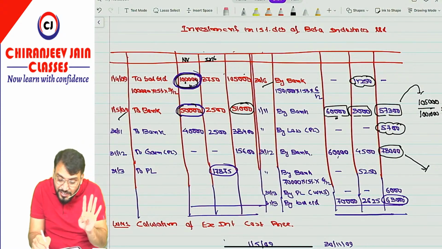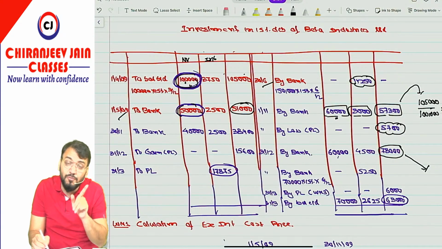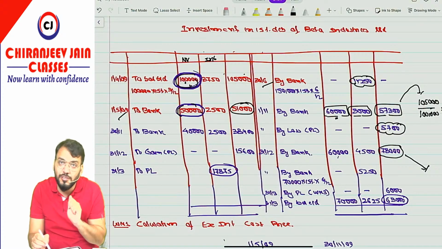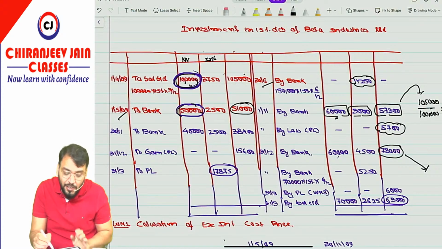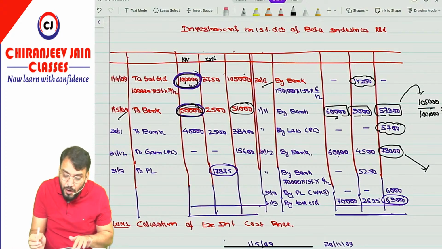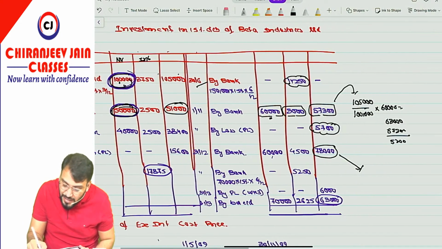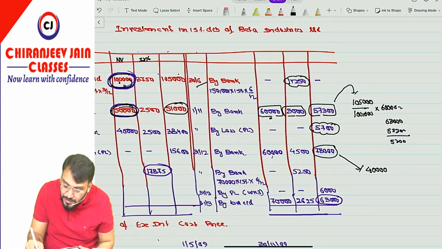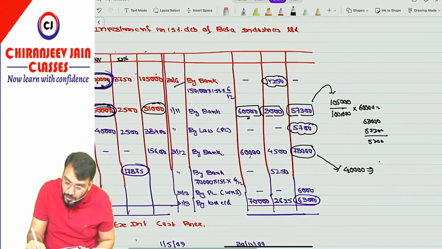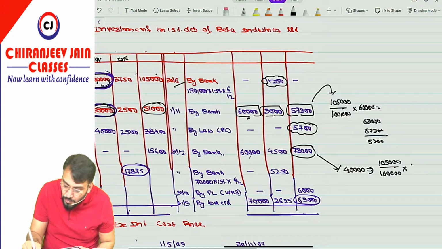Means now this 60,000 has been sold from first lot to the extent of 40,000 and balance 20,000 from second lot. Second lot is this. Means how to find out the cost price? Can I say this 60,000 has been sold from first lot to the extent of 40,000. Correct. So for 40,000 nominal value, what is the cost price? We'll do 1,05,000 divided by 1 lakh into 40,000.